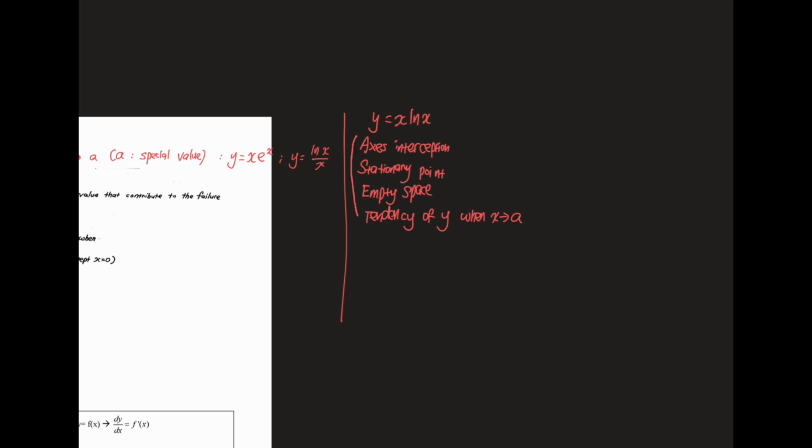Now let's take a look. First, axis intercept. x cannot equal 0, so don't expect any y-intercept. So no y-intercept. When y equal to 0, then we have x ln x equal to 0. Of course x cannot equal 0, then ln x equal to 0. This is possible when x equal to 1. So this is the x-intercept.